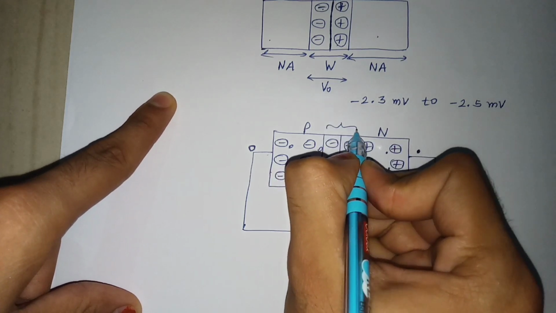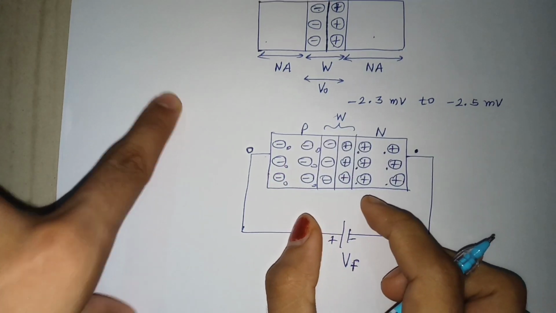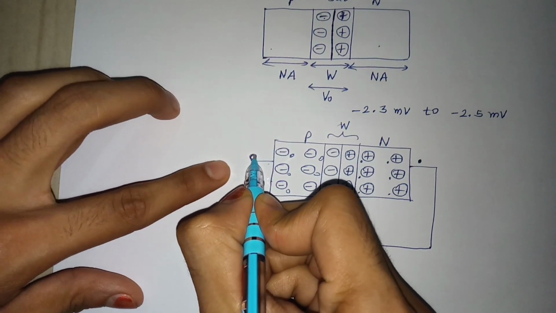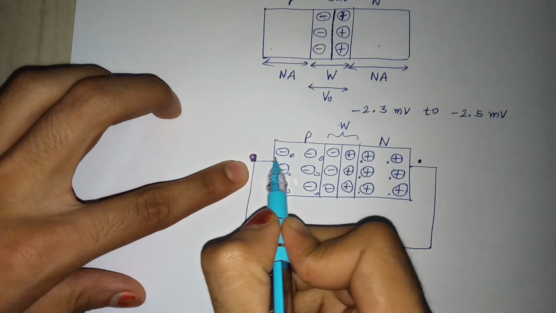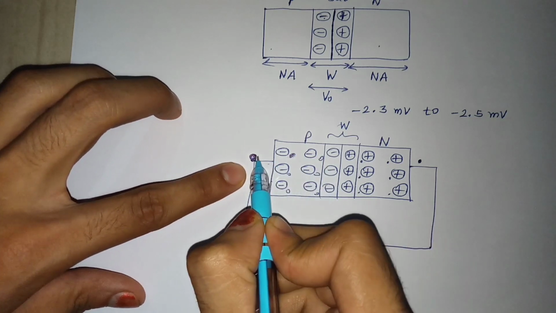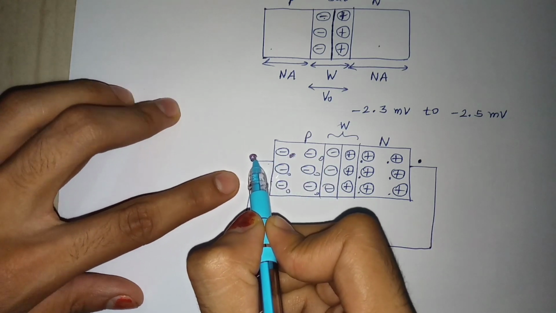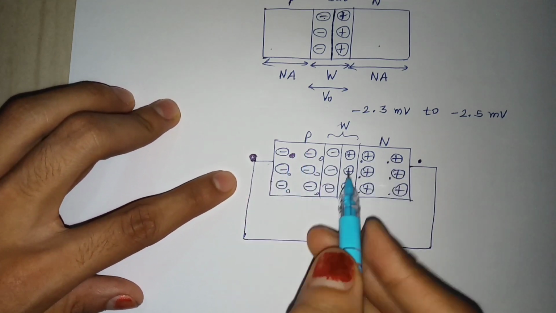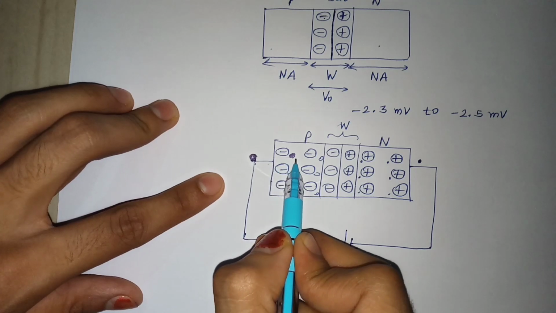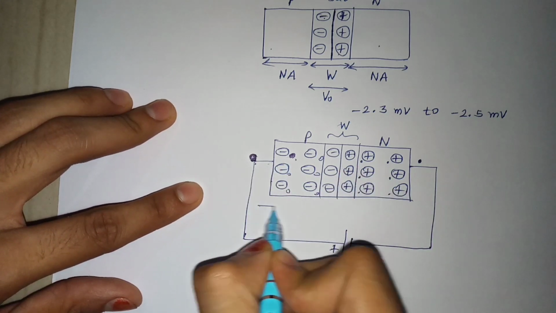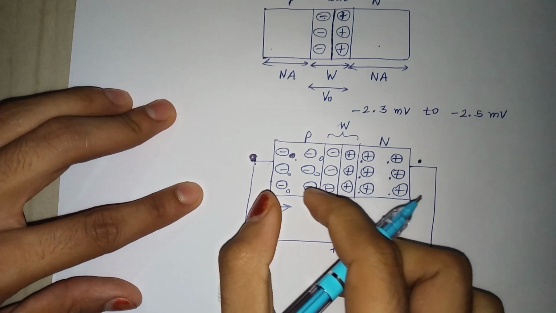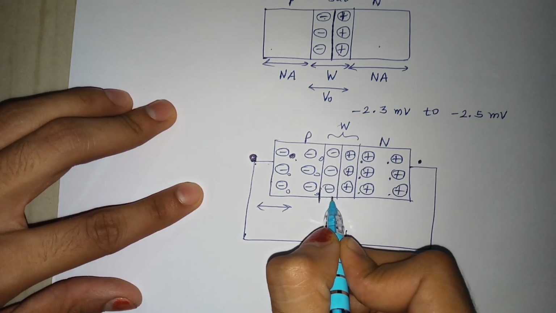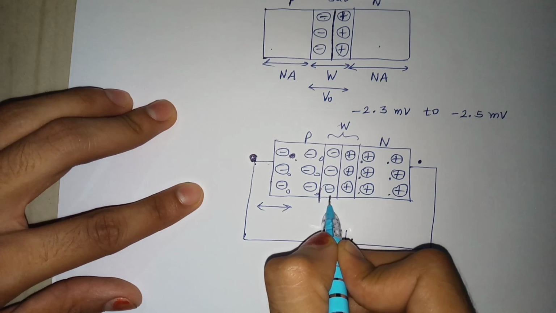This is W, the depletion region. Why does it decrease? If VF increases, then the holes on this side increase, and these holes and these holes are of the same charge, positive. Holes acquire a positive charge, therefore this positive and this positive will repel each other, so repulsion takes place here, and this width decreases, somewhat up to here.